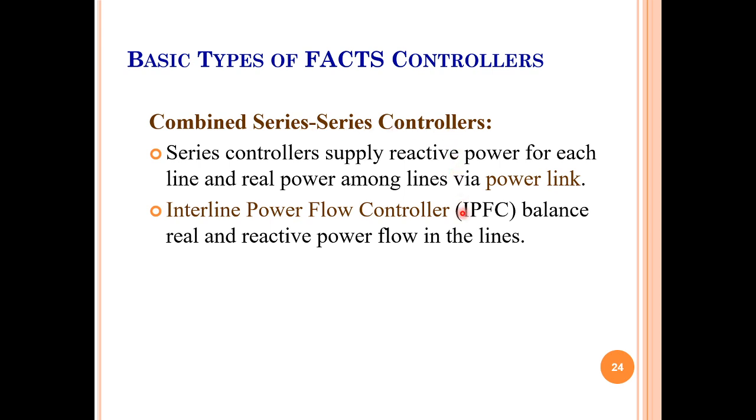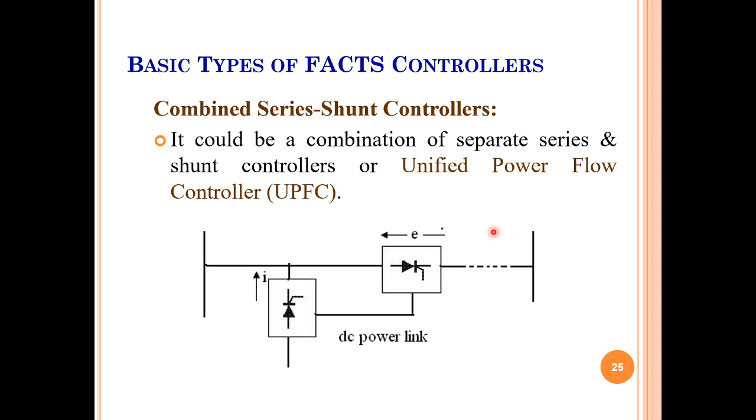In competitive exams also they may ask what is the full form for IPFC: it is nothing but interline power flow controller. Combined series shunt. One thing is shunt, that is parallel, injects current; another one is series, which injects voltage. I'd like to connect it via the DC power link. Don't forget this DC power link. It can only manage the active power flow from one point to another point. That is the DC power link advantage. And the example for combined series shunt is nothing but UPFC, Unified Power Flow Controller. Combination of series is nothing but IPFC. Combination of series and shunt is nothing but UPFC.